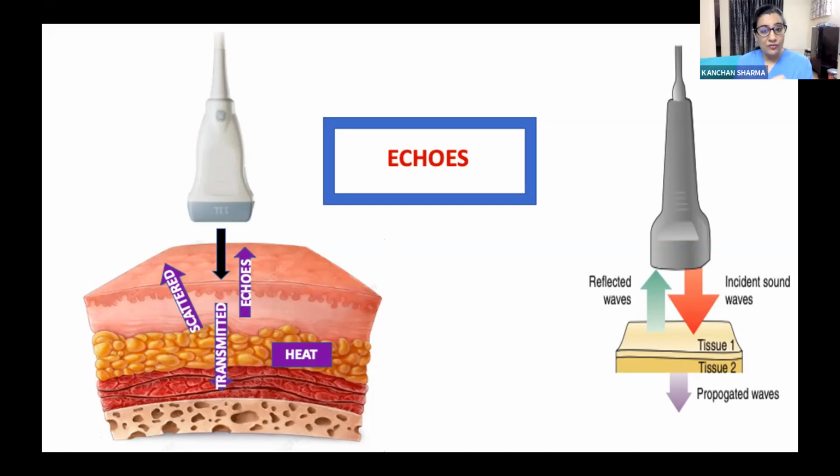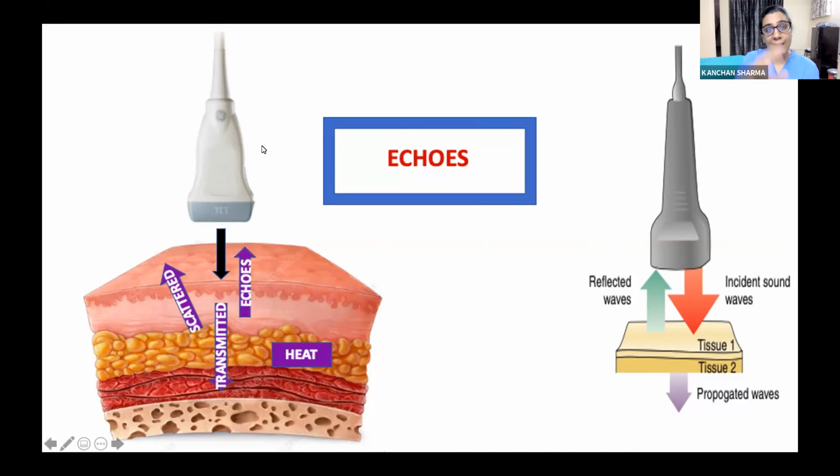And this sound wave is known as, we call them pulses, okay? And something which is reflecting back from the tissues to the transducer, we call them echoes. So in most of the textbooks, you will be finding this word as echoes. So echoes means something which is reflecting back from the tissues to the transducer, right?